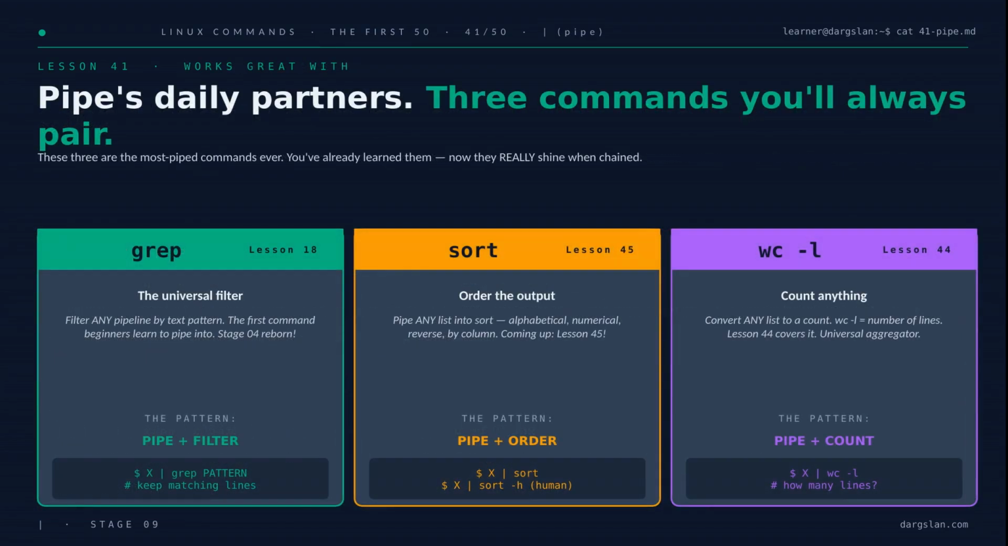Now let's meet the pipe's 3 inseparable companions, the commands you'll reach for again and again. Grep filters, pipe anything into it. Keep only the lines that match. Sort orders, alphabetical, numerical, by column, however you need it. And wc -l counts, turn any list into a single number. Filter, order, count, that's the trinity. Master these 3 patterns and you've unlocked maybe 80% of everyday pipeline work.